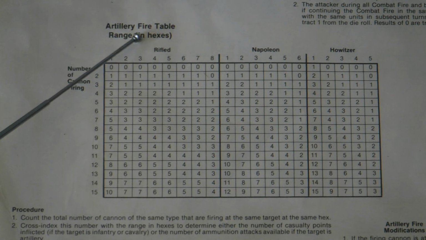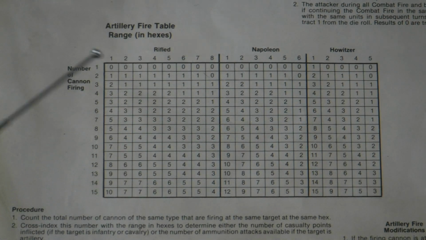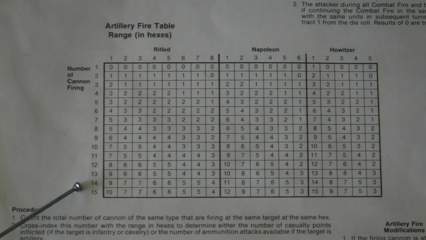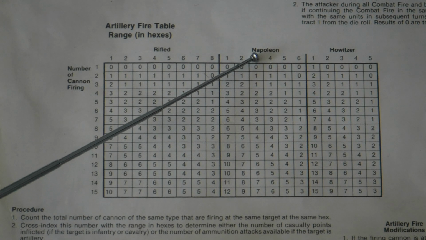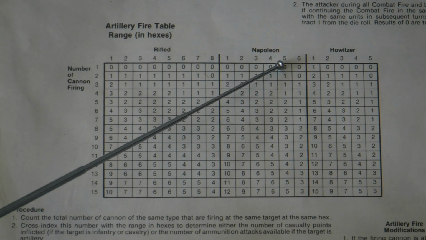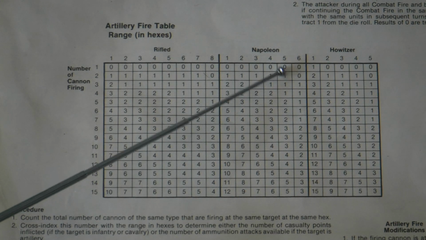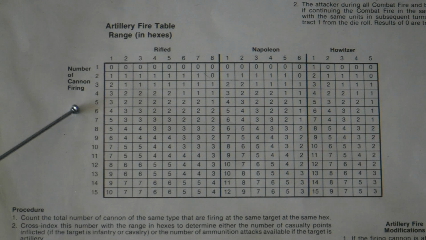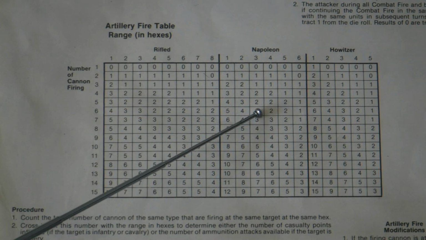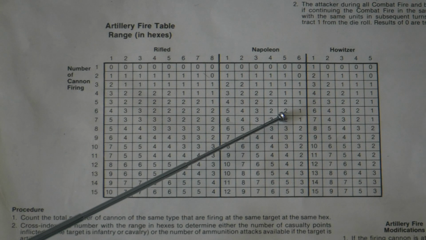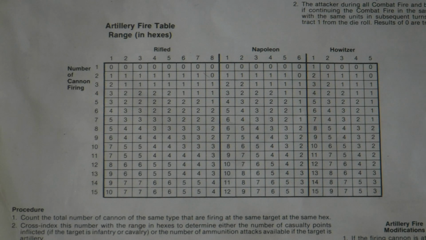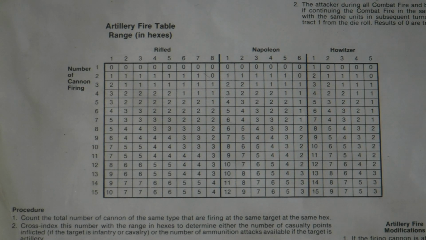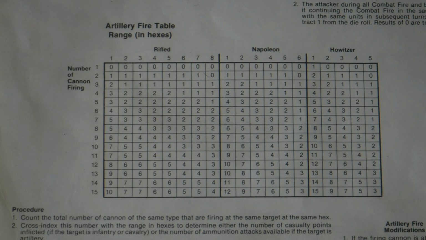Right here is the range in hexes. Right here is the number of cannon firing. I have Napoleons firing. I have 6 of them. The range, I did say, was 5. The cross index to the number of cannons firing, which is 6. Go to 5. Okay, I've got 2. That's 2 hits. Initially 2 hits. What I've got to do now is roll the dice and see if I can get a 4, 5, or 6.